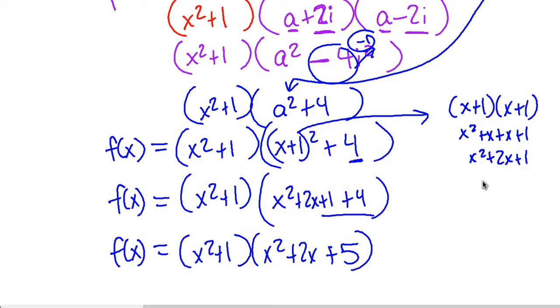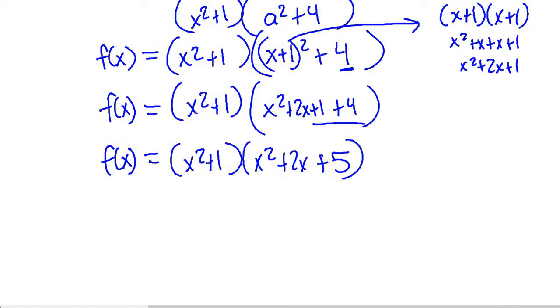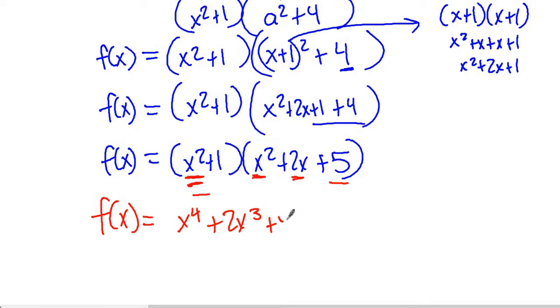So let's FOIL this out. Or I shouldn't say FOIL, because we actually have 5 terms here. FOIL only really works with 4 terms. So f of x equals, we have x squared times x squared is x to the 4th. x squared times 2x would be 2x cubed. x squared times 5 would be 5x squared. That takes care of our first part. Then we have 1 times x squared would be x squared. 1 times 2x is 2x. And finally, 1 times 5 is 5.